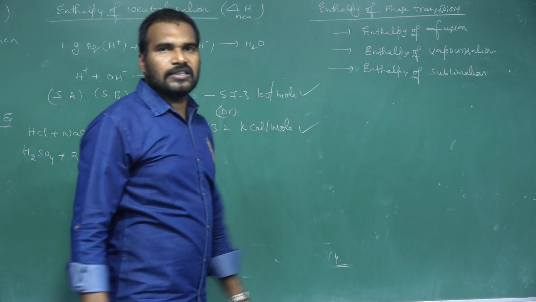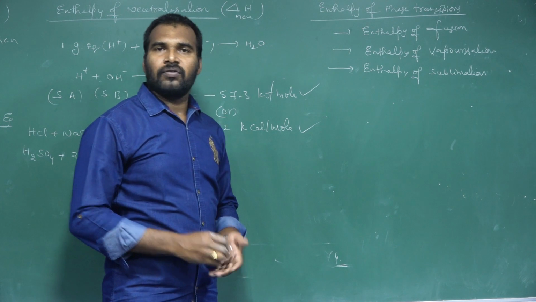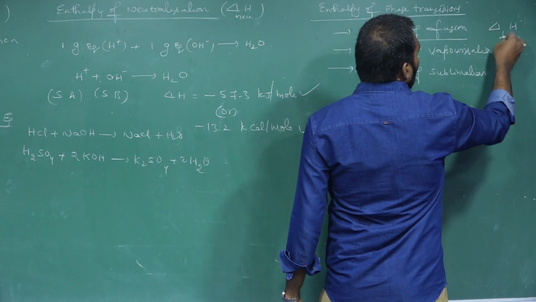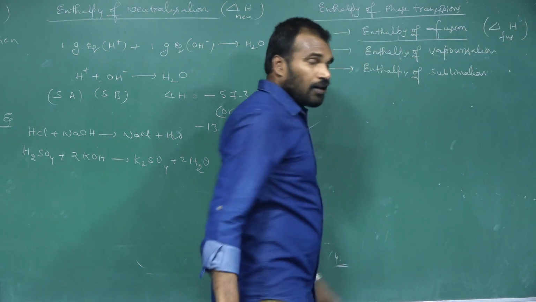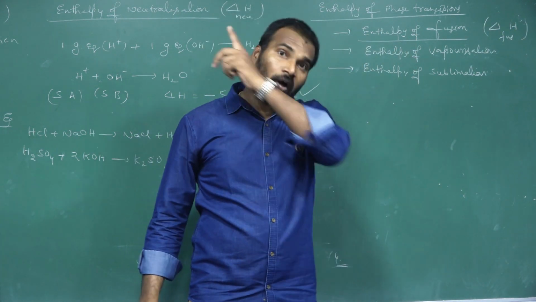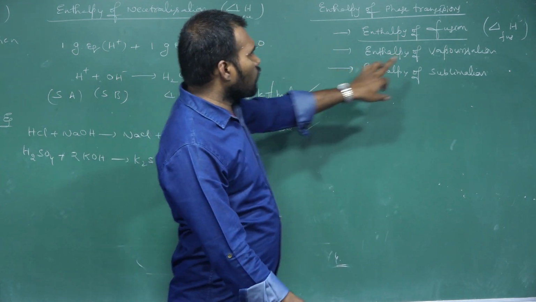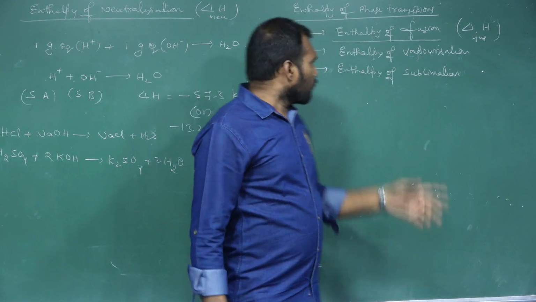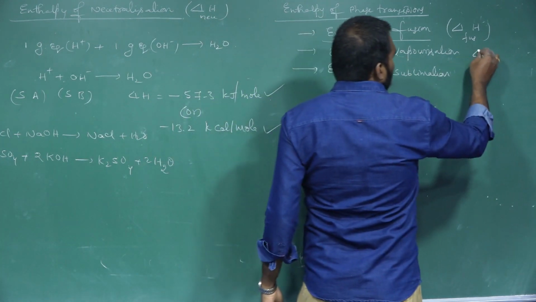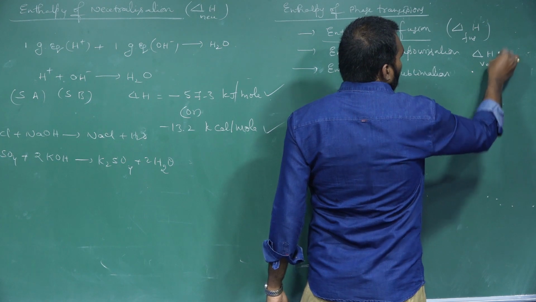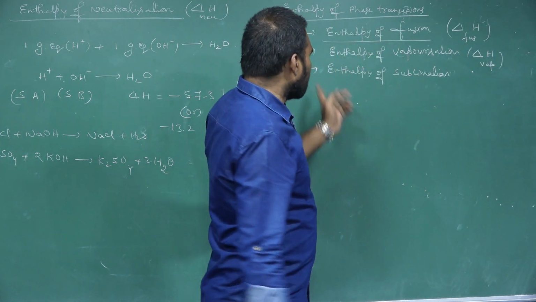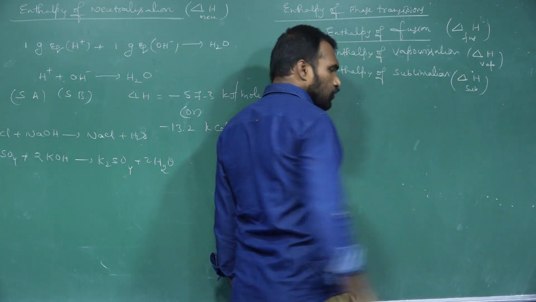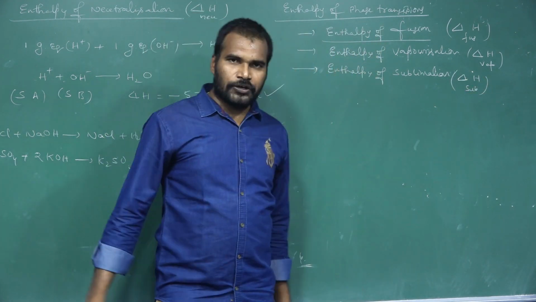Enthalpy of fusion, enthalpy of vaporization, and enthalpy of sublimation. Enthalpy of fusion, we write it as del H_FUS. Not delta H_f, because delta H_f means formation enthalpy. FUS stands for fusion. The enthalpy of vaporization is del H_VAP or simply del H_V, and sublimation is del H_SUB. So these are the symbols that we are going to use.